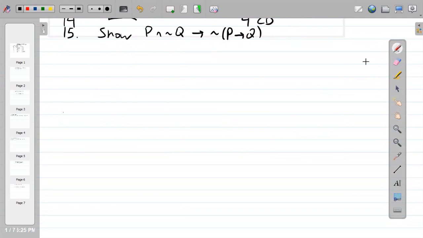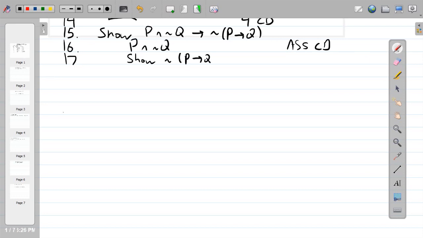I hope you don't mind me moving this thing up. I've just run out of space. But also, everything above this is boxed off, so I'm not allowed to use it. And also, there are no premises, so I don't have to remember what my premises were. Okay. So, I'm going to assume P and not Q. I can assume that for conditional derivation. And I'm going to try to show not if P then Q. Once again, that second show line is pretty useful to me because now I'm allowed to assume ID on it.